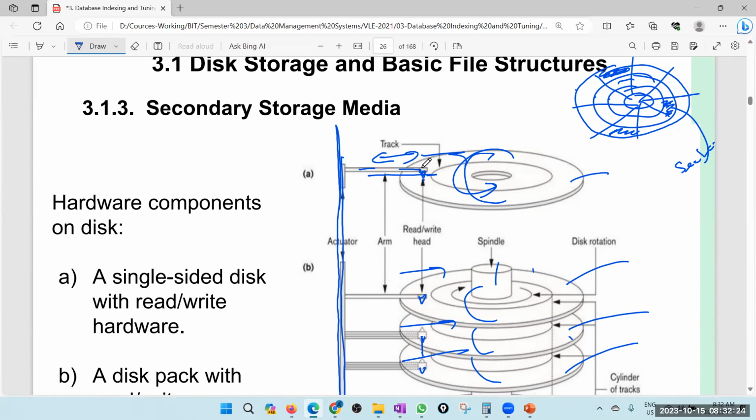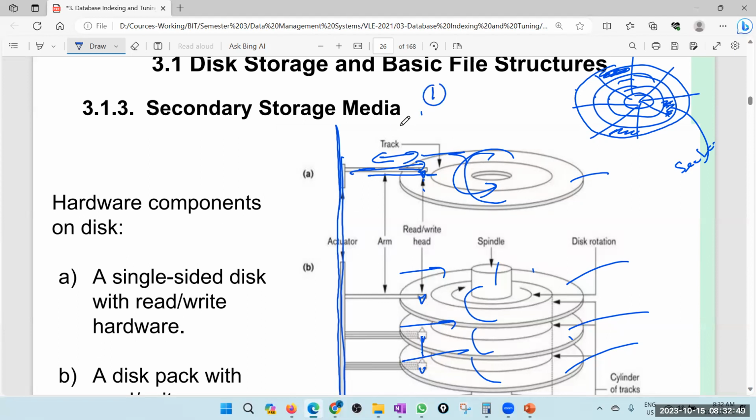First thing is these arms laterally move until the relevant head comes under the particular track. So that is your first thing. So it either moves this way, of course all these are moving that way, or the other way, until the read-write head comes under the particular track. So that is the first task.